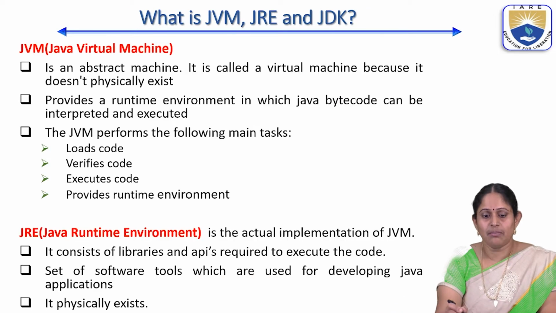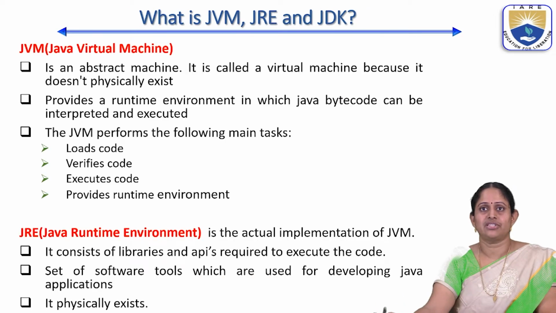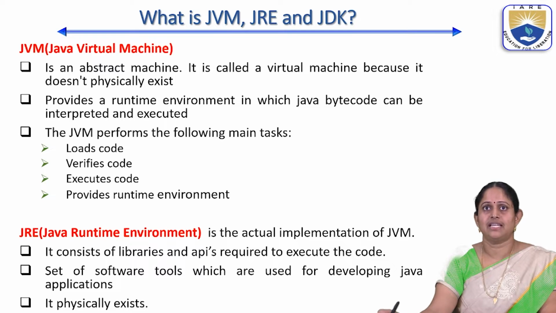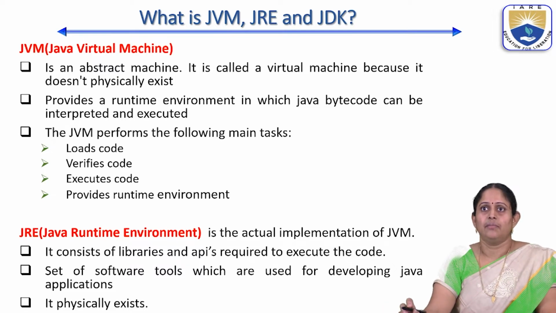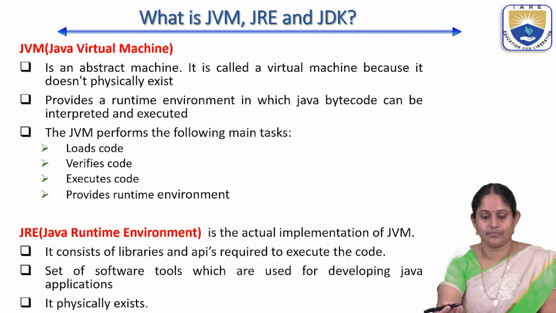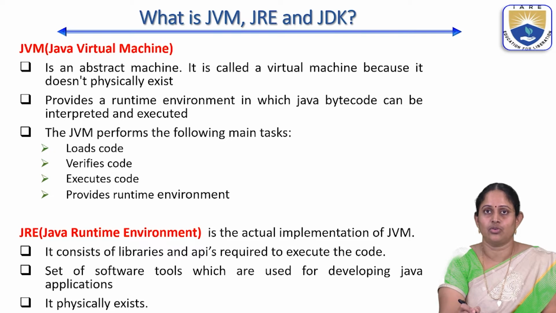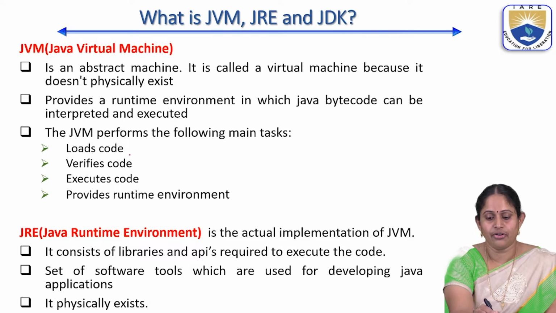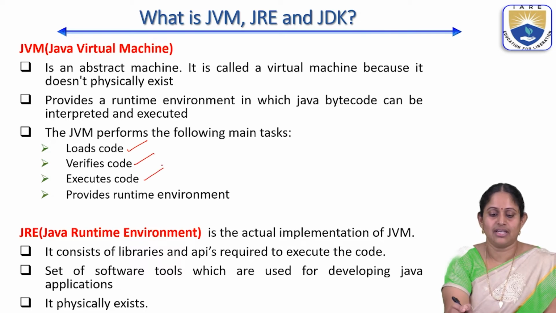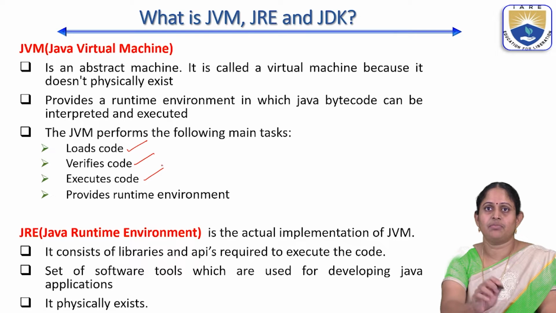The main importance of the JVM: the Java virtual machine is an abstract machine which does not physically exist, and it provides a runtime environment for the bytecode to execute. It also performs tasks like loading the code, verifying the code, and executing it. All these functions are performed by the Java virtual machine.